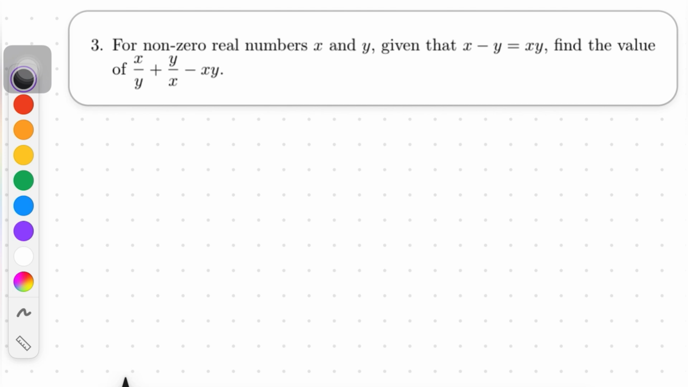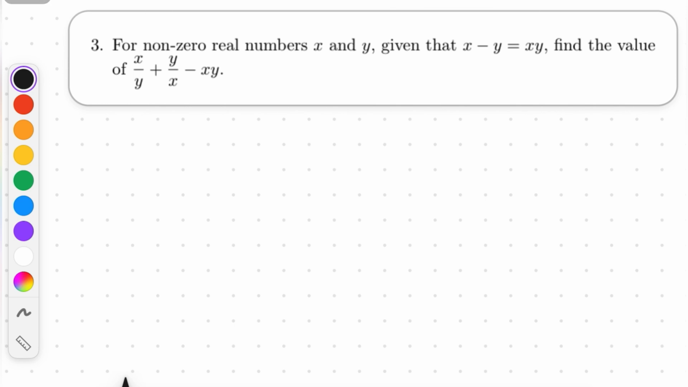Alright, this is question number 3. For non-zero real numbers x and y, given that x minus y is equal to xy, find the value of x over y plus y over x minus xy.